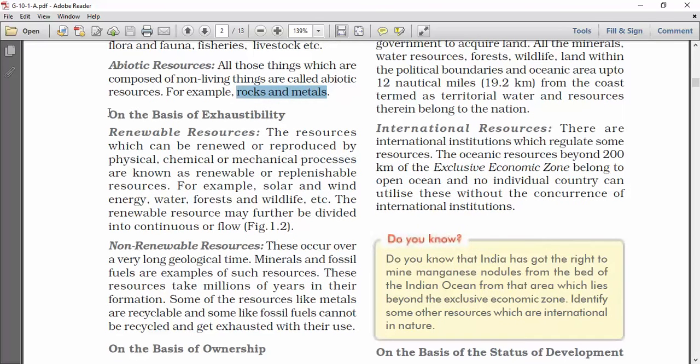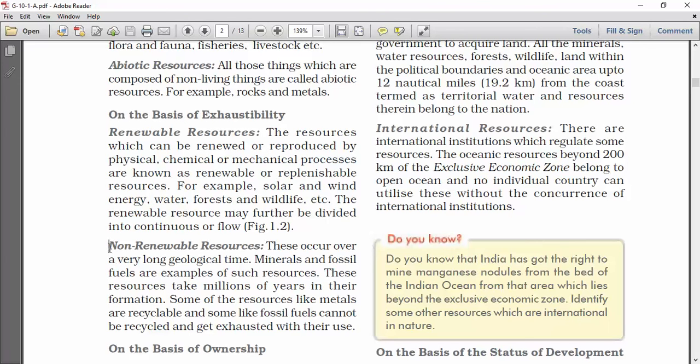Second category, on the basis of exhaustibility. First one, renewable resources. The resources which can be renewed or reproduced by physical, chemical or mechanical processes are known as renewable resources. For example, solar and wind energy, water and wildlife, etc.